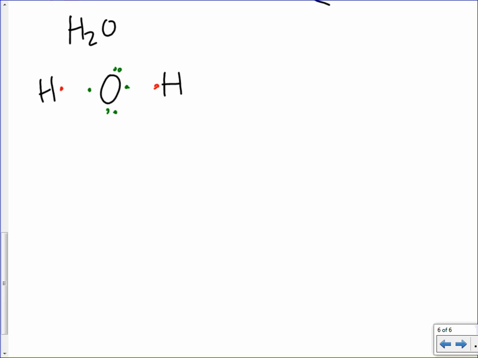All right. Hydrogen is weird. It's one of those that it can fill its valence shell with 2 electrons rather than 8. So it's just going to form a bond. So that hydrogen is now stable. Same thing's going to happen over here.